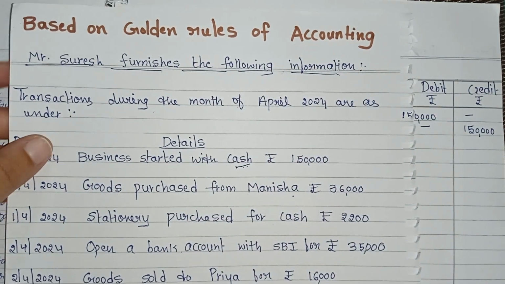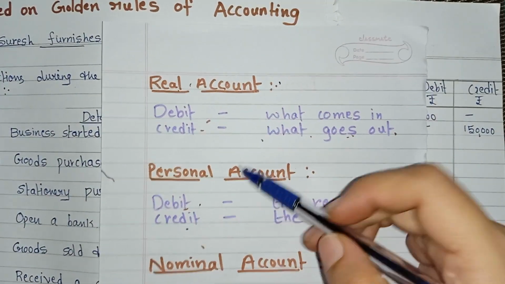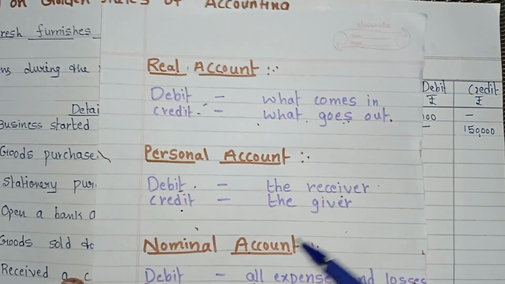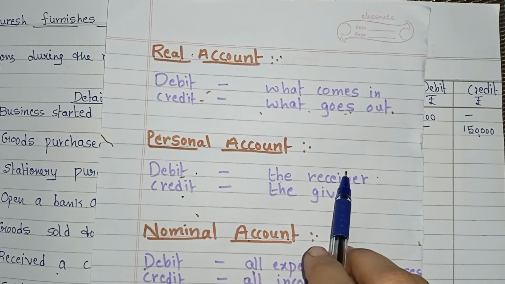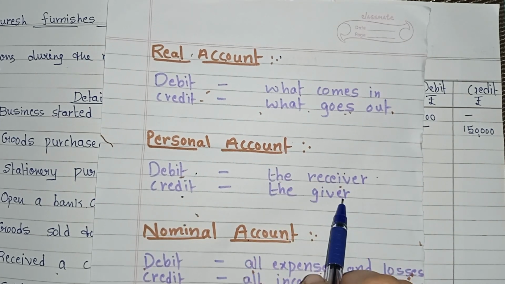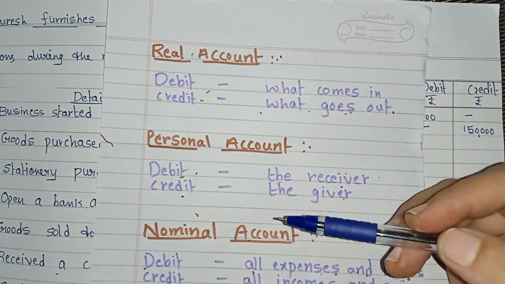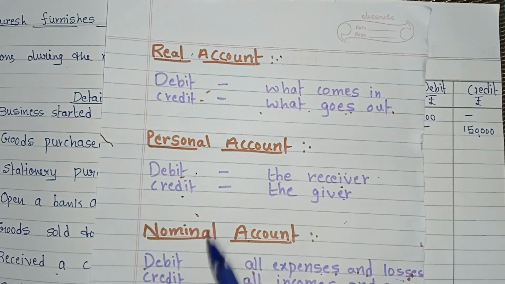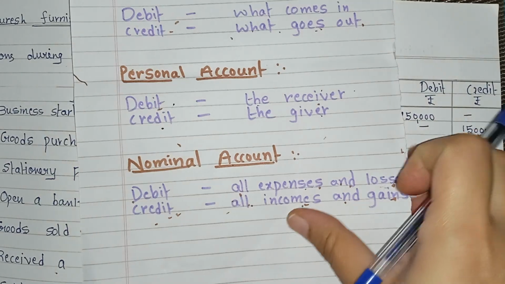These are the golden rules of accounting: personal account, real account and nominal account. The rule of personal account is debit the receiver and credit the giver. And what about real account? Debit what comes in and credit what goes out. And for nominal account, the rule is debit all expenses and losses, credit all incomes and gains.